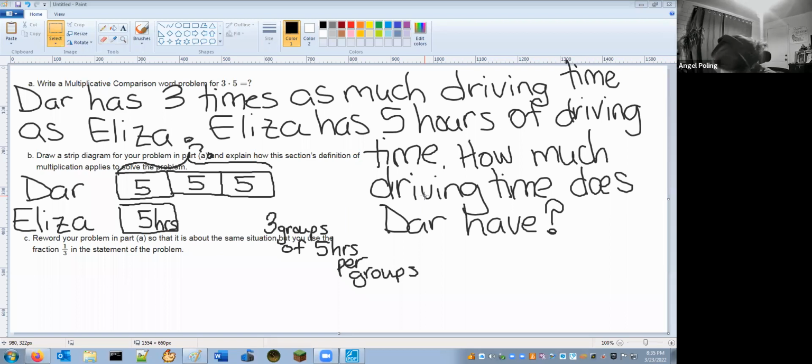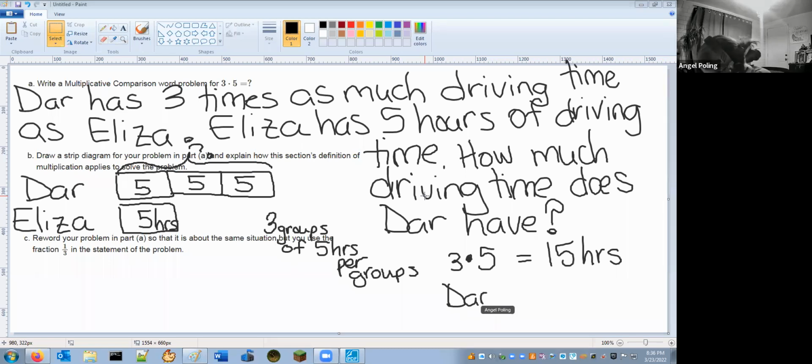But as a result, we do have 3 times 5, which here we see, especially when we drew it out individually, is 15 hours. And we always have to answer in question answer form. Dar has 15 hours.